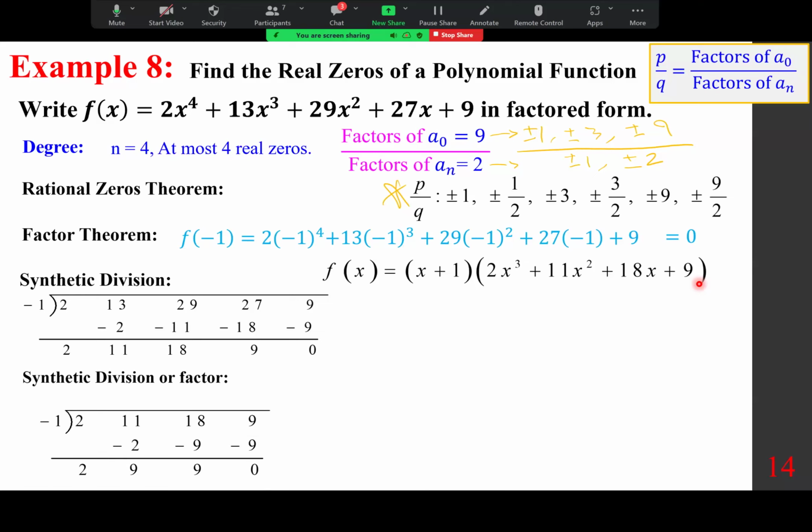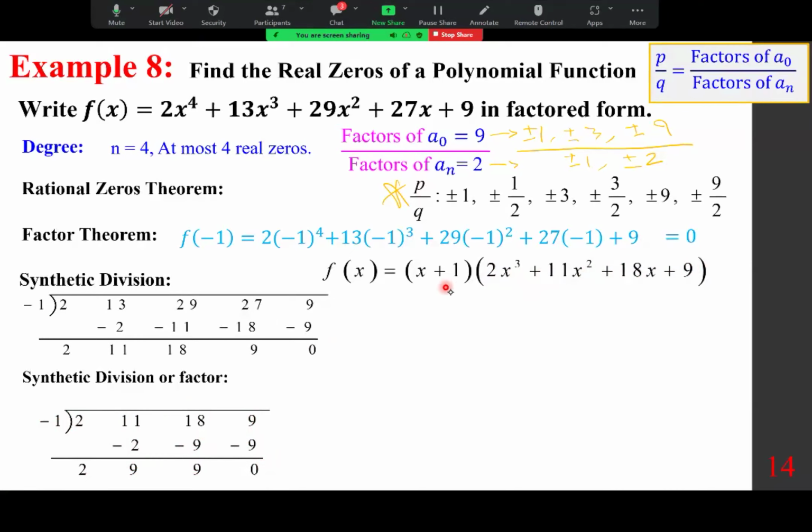Synthetic division again. 2, 11, 18, 9, and we're going to try with -1 again. So we drop the 2, multiply by -1, -2 and 11 is 9. We multiply by -1, -9 and 18 is 9. 9 times -1 is -9 and 9 is 0. What does that mean? That means this is divisible by x plus 1.